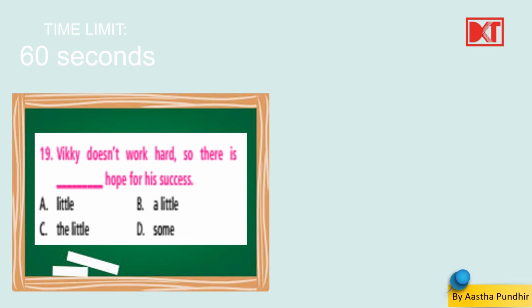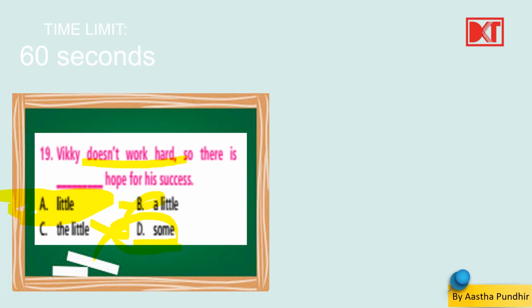Alright, here we have Vicky doesn't work hard, so there is dash hope for his success. There is little hope, a little hope, there is the little hope, or there is some hope for his success. Okay, so here since we're saying doesn't work hard, so obviously there is little hope for his success. Here we don't have to use any article in front of it, and also not some.